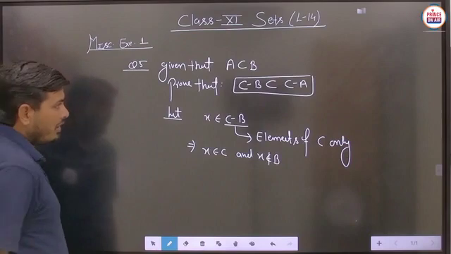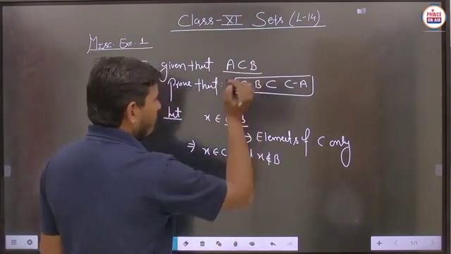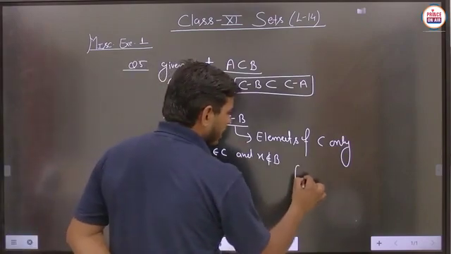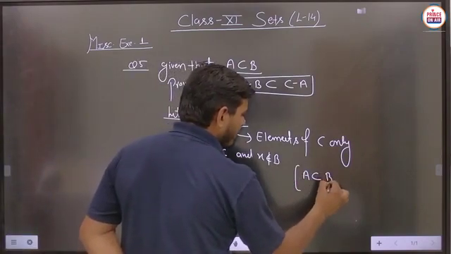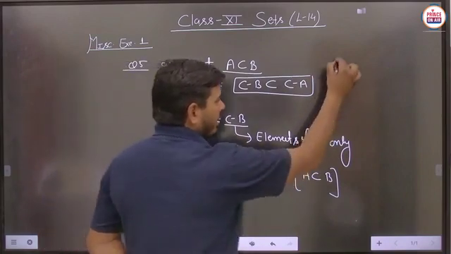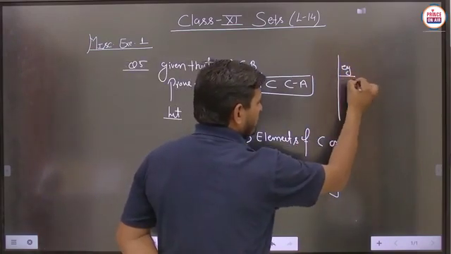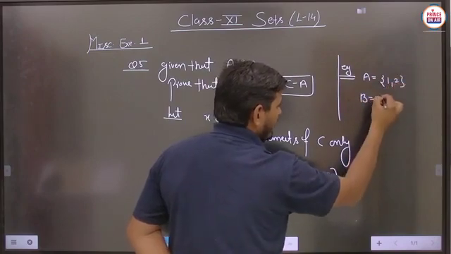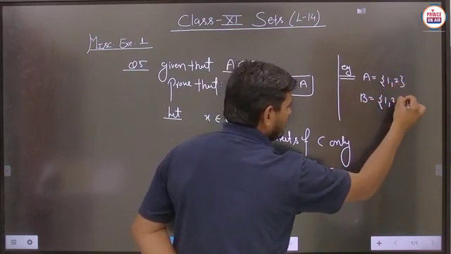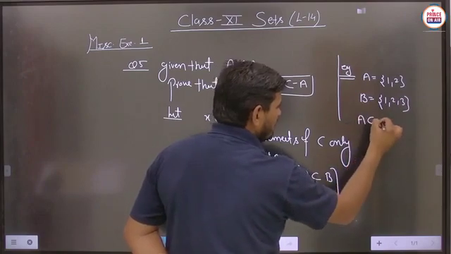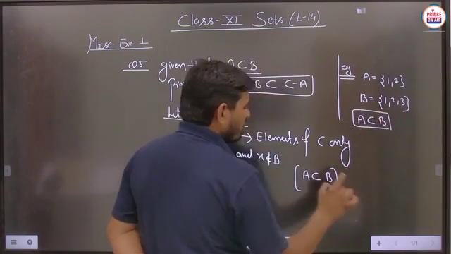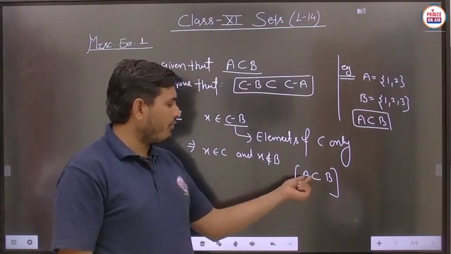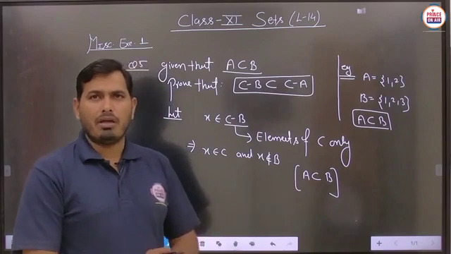Now it is given that A is a subset of B. Suppose you take this example: A is the set {1, 2} and B is the set {1, 2, 3}. So definitely A is a subset of B. Here A is a subset of B means the elements of set A are coming from the set B.